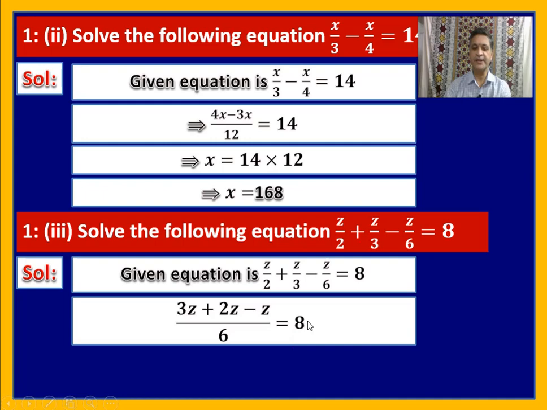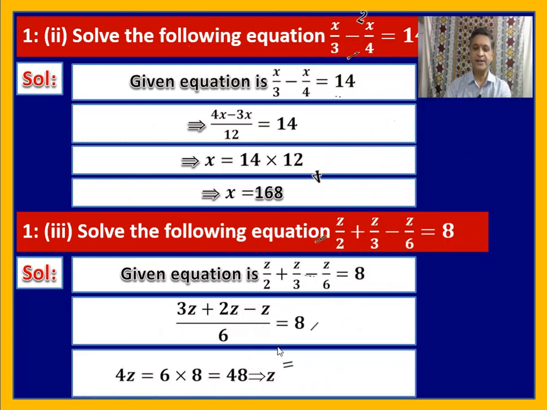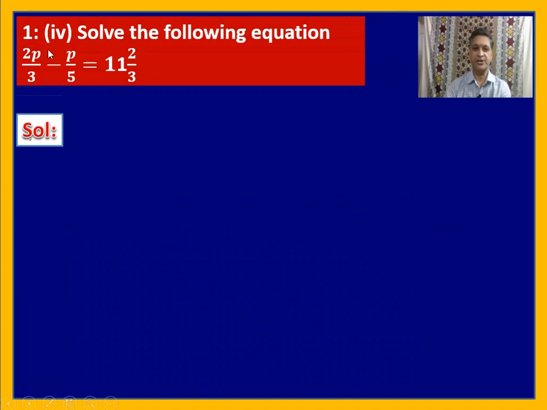Send this 6 to the right side. 3z plus 2z is equal to 5z. 5z minus z is equal to 4z. 4z is equal to 48. 6 into 8 is equal to 48. Then z is equal to 48 by 4, that is 12. In this, z is equal to 12. Go to the fourth Roman in the first problem.